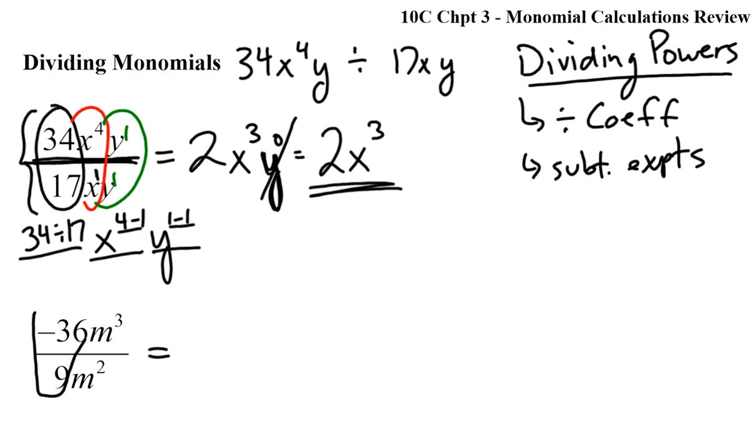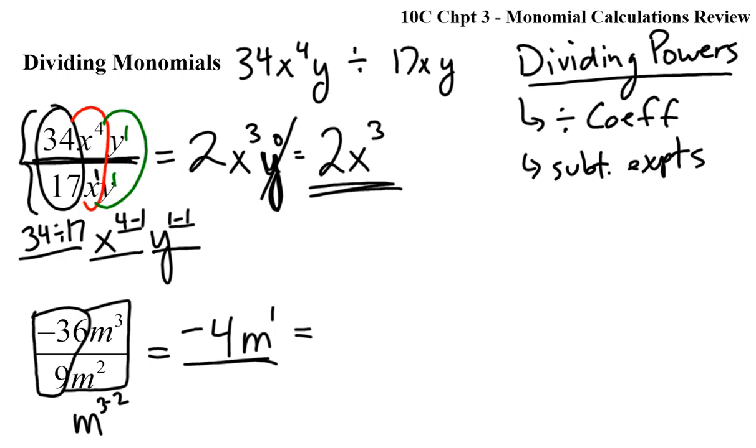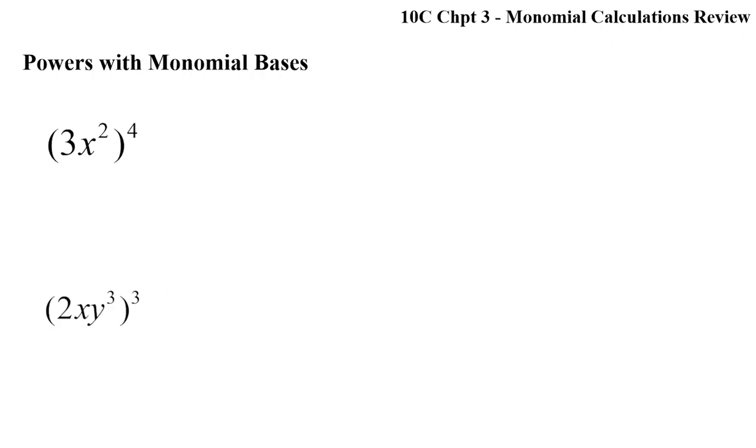Divide coefficients. Negative 36 divided by 9, that's negative 4. And then m cubed divided by m squared. Subtract exponents. 3 minus 2 is an m1. Technically, that's acceptable, but a multiple choice answer would simplify it to just negative 4m, because the 1 would be assumed to be there if it wasn't. Negative 4m, which is the same as negative 4m to the 1. Dividing. Not rocket science, but the repetition in practice is important.